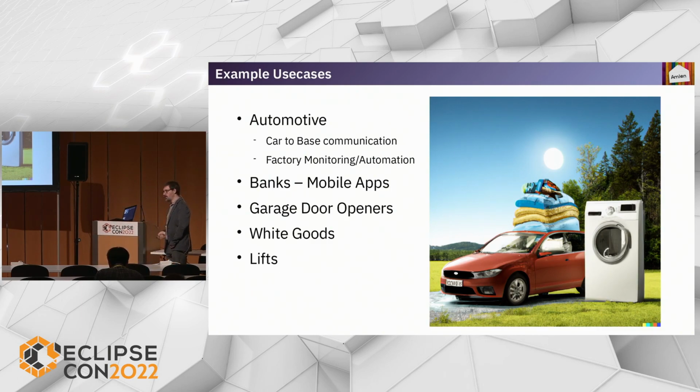But it's also used in factories. So if you think of a factory, it's got a lot of very complicated machinery, and lots of that machinery is putting out a lot of sensor data, and you can send that via MQTT through Amlen and then analyze the data and check your factory is running well.